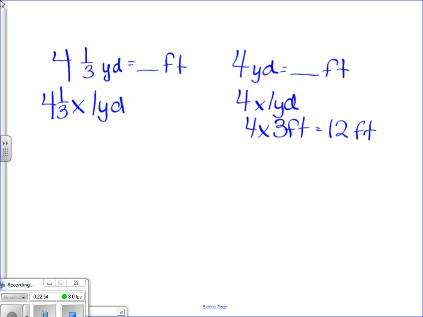Did my steps change? No. I just added that 1/3. So I'm going from 1 yard to feet. I'm going from big to small, which means I multiply. How many feet are in 1 yard? 3. Okay. So it's 4 1/3 times 3.